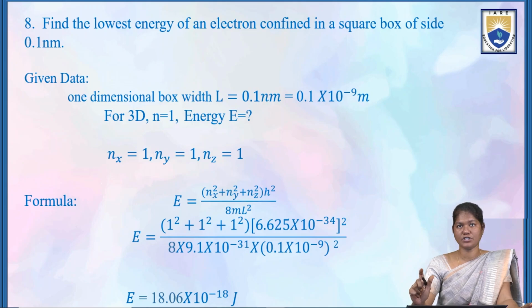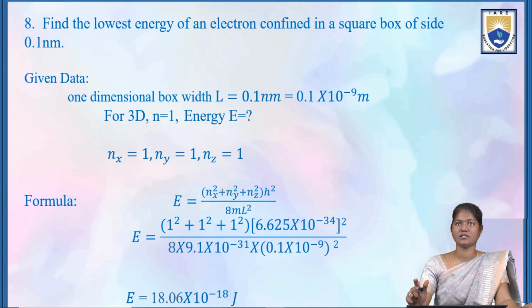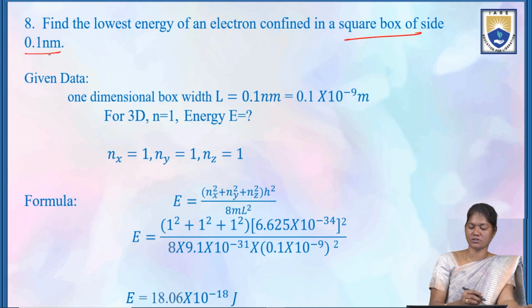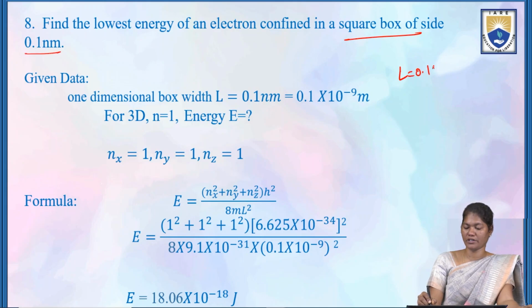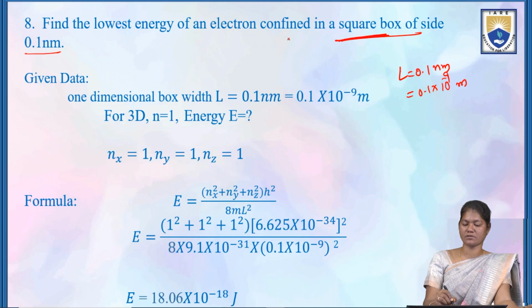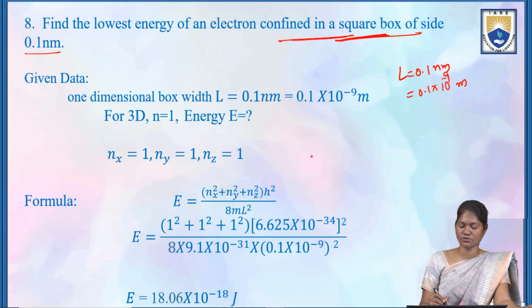Find the lowest energy of an electron confined in a square box of side 0.1 nanometer. So the data given is the length of the box, L equal to 0.1 nanometer, so 0.1 into 10 power minus 9 meters. Here it is a square box, so a square box in the sense it is three-dimensional.